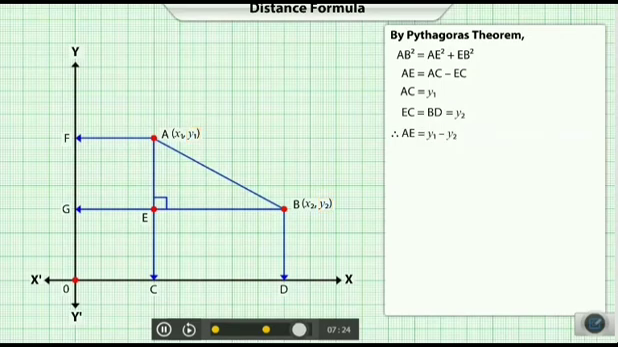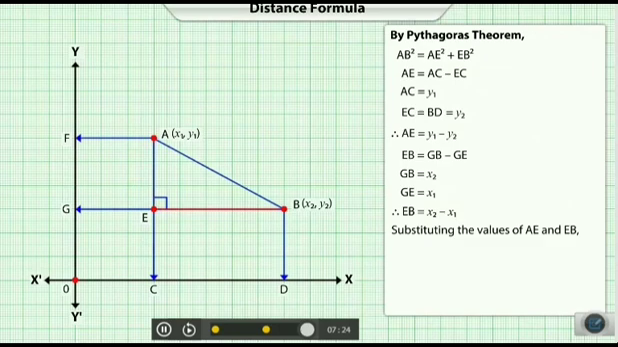Now, let's find the distance EB. We can see that EB is equal to GB minus GE. The distance of point B from the y-axis is x2. So, GB is equal to x2. Do you see that the distances of points A and E from the y-axis are equal to x1? So, GE is equal to x1. And the distance EB will be equal to x2 minus x1. Let's now substitute the values of AE and EB in the equation.